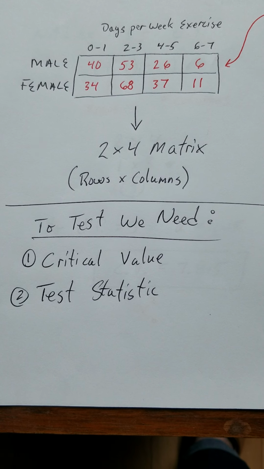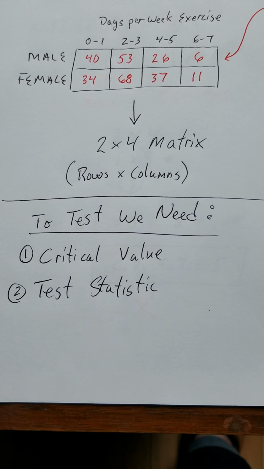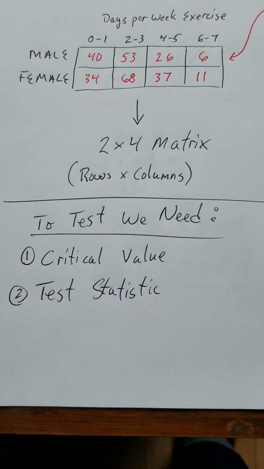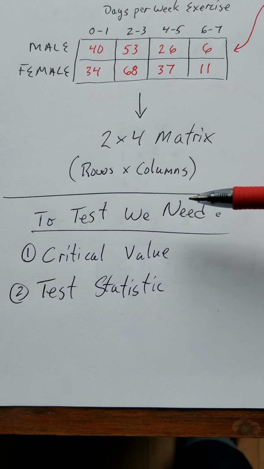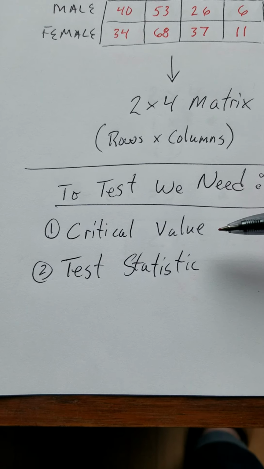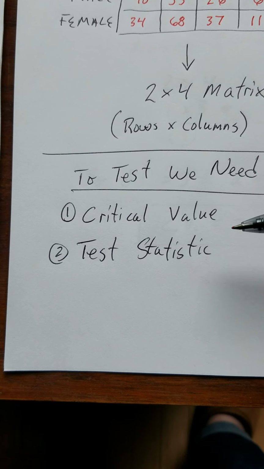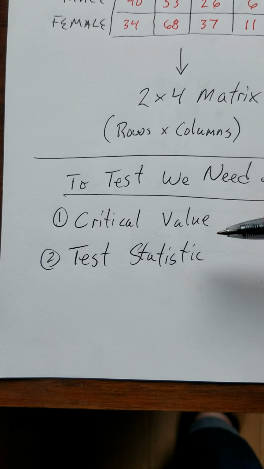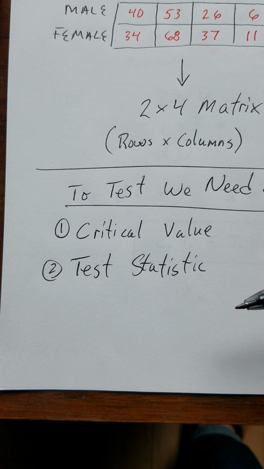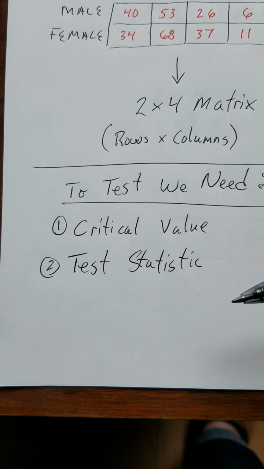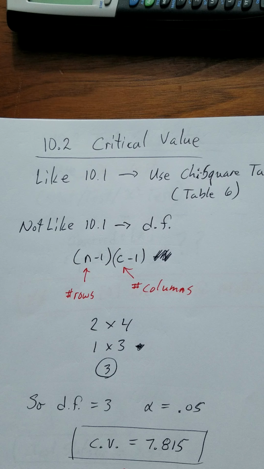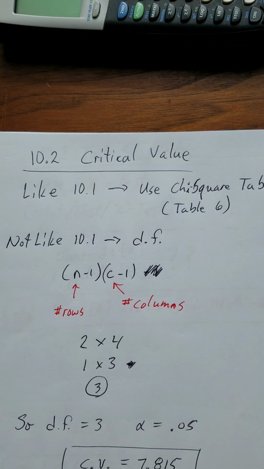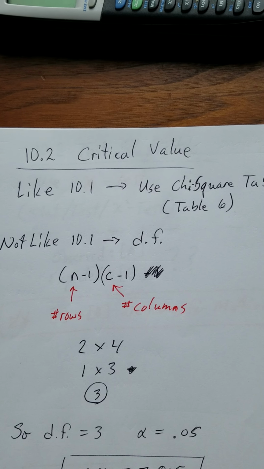Now, by simplifying things down these last couple of weeks, I can emphasize certain things which are simple but very important. To test, we need 2 things, right? We've been doing this over and over again: a critical value and a test statistic. You compare those two and decide whether you're going to reject or fail to reject the null hypothesis. Look at the critical value first.